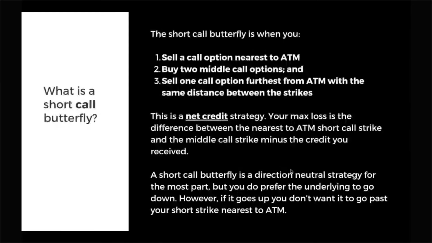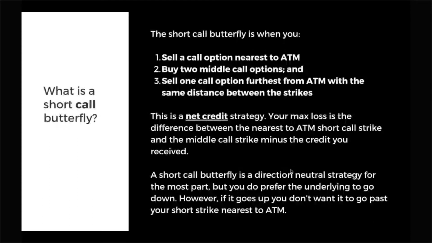What is a short call butterfly? All right, so a short call butterfly is when you, 1, sell a call option nearest to at the money. 2, you buy 2 middle call options. And 3, you sell 1 call option furthest from at the money with the same distance between the strikes. This is a net credit strategy. This is money coming into your account.